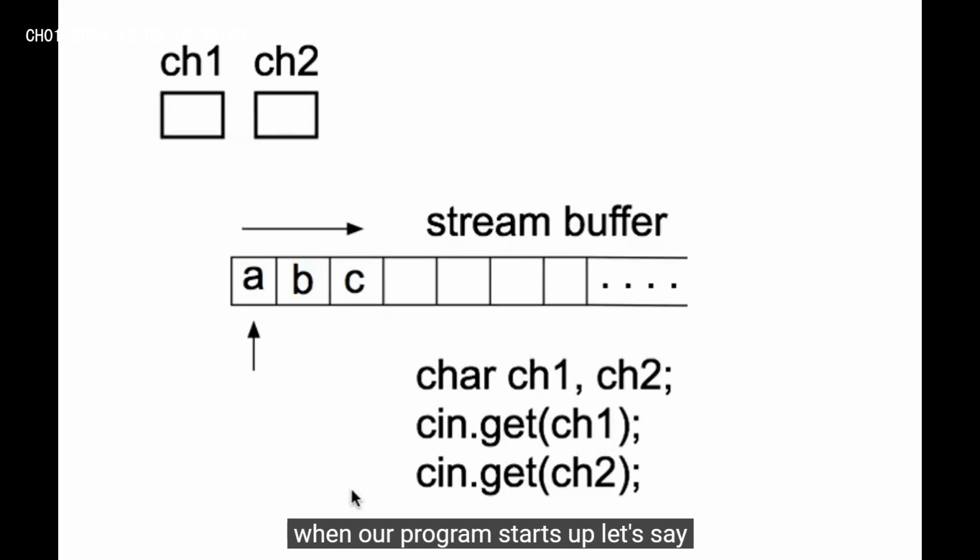Okay, so when our program starts up, let's say that these are the first few statements in our program. So we set aside memory for ch1, which is a char. There it is right there. Then we set aside memory for another char called ch2, and there it is right there. So when we reach this first cin.get statement, that will remove the first character from the buffer and store it at memory location ch1. So the A goes from the buffer into ch1.